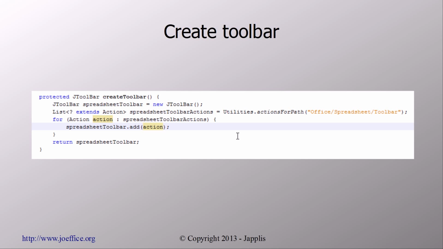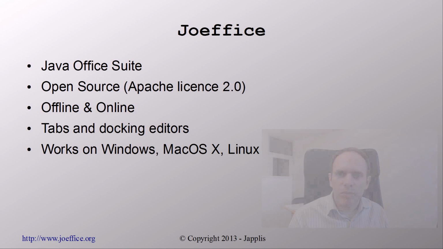Now also another thing, so we've been asked to create toolbars, so I've also added a create toolbar method that looks in the layer XML file for the actions that are listed in the specific directory. Here, for example, it's Office spreadsheet toolbar, so it will be the toolbar for the spreadsheet component. Then you have all the actions listed there. So even if a plugin, for example, adds an action, it will also be listed in the toolbar. And then you just return this toolbar that is added to the component.